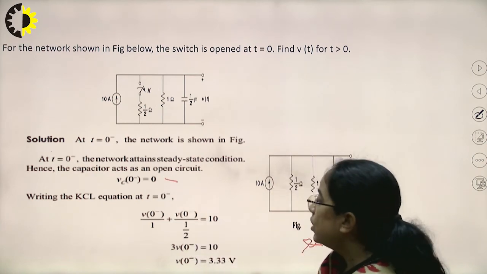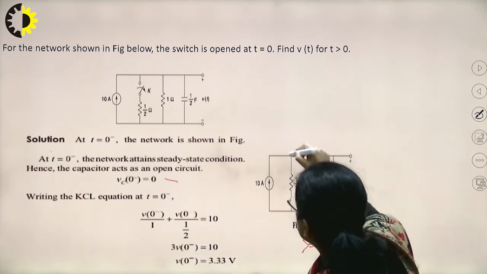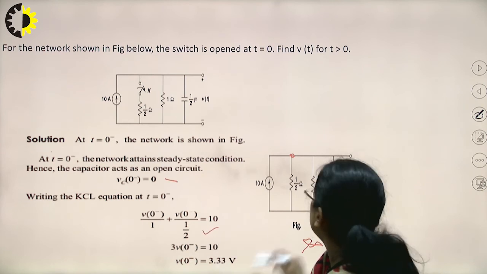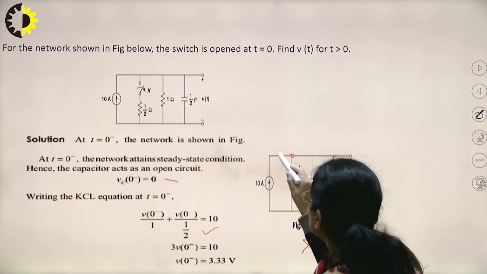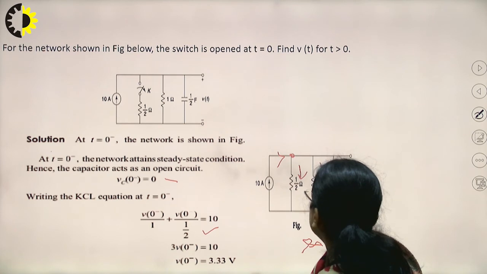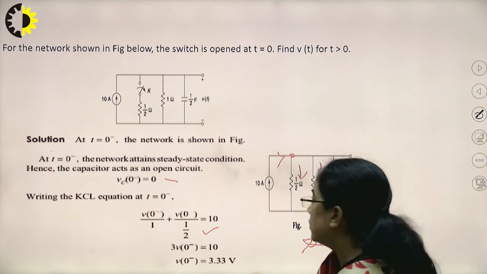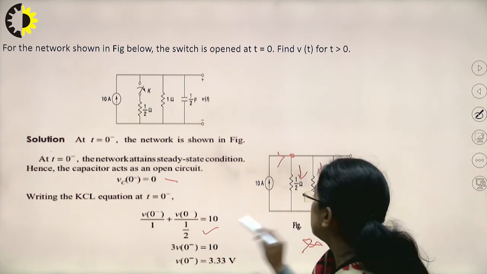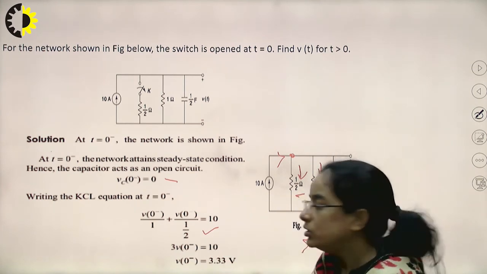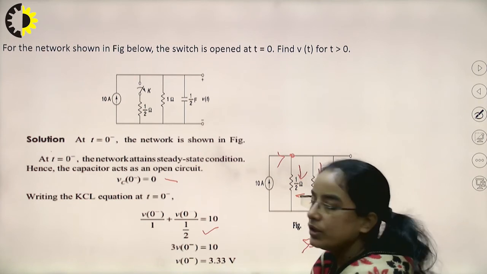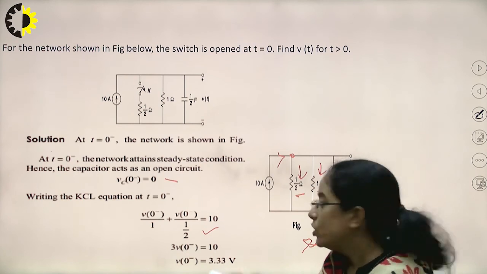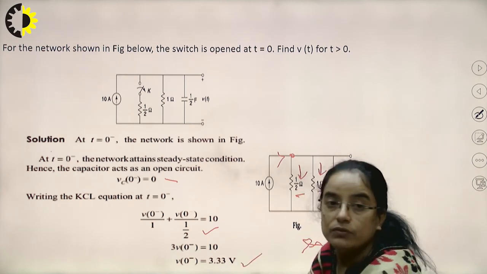Now if we write the KCL equation at this node, suppose this current is being divided into these two parts, and this is the open terminal. So V0 minus divided by 1, plus V0 minus divided by 1 by 2, is equal to 10. So now we know the value of the voltage before t equal to 0. This value is 3.33 volt.